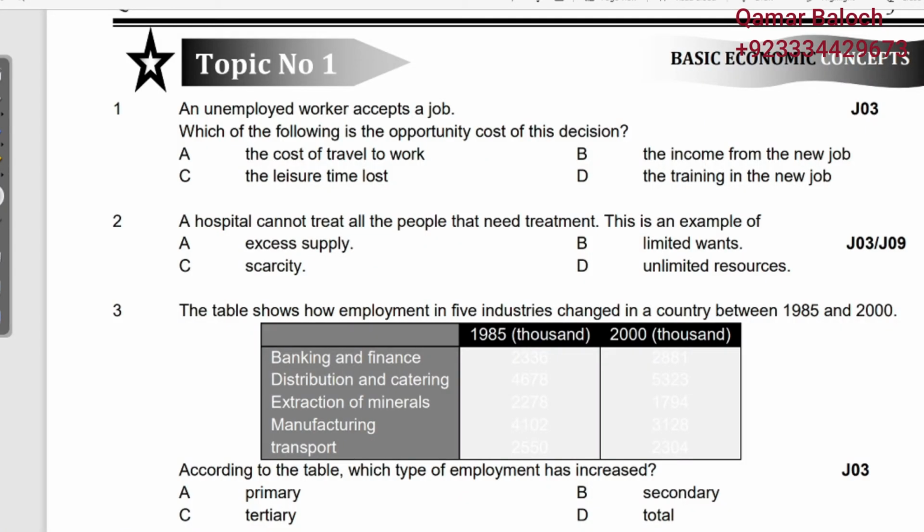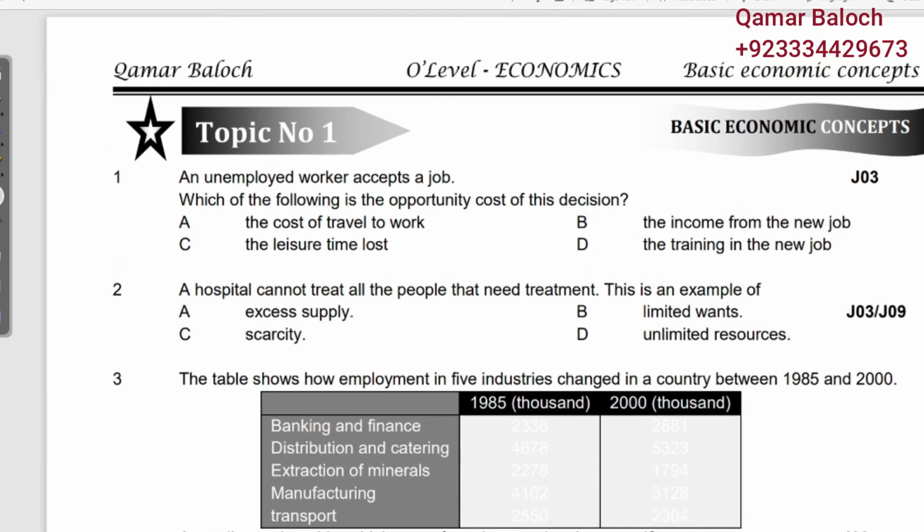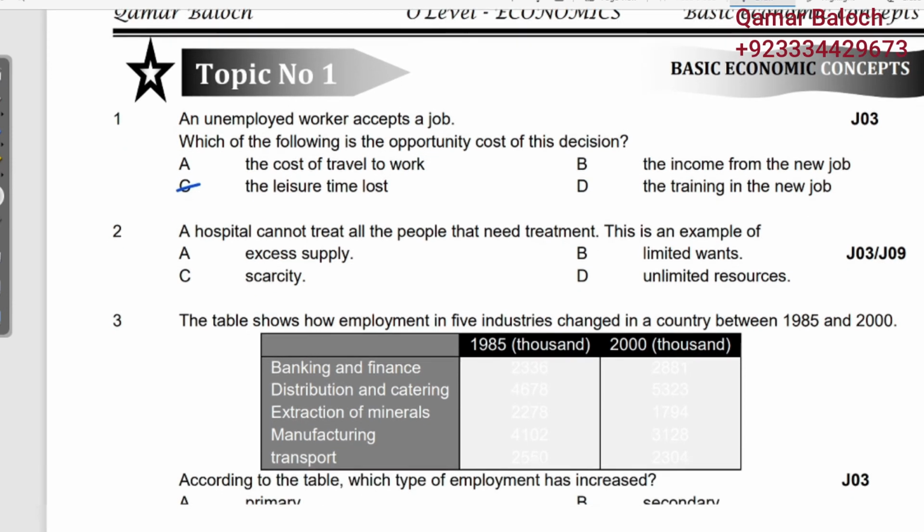Now moving to the real-time practice of these questions, MCQ questions. Question number 1 says, an unemployed worker accepts a job. Which of the following is opportunity cost? So leisure time lost is basically the opportunity cost here, because when a worker accepts a job, he would be doing something and he will be losing leisure.